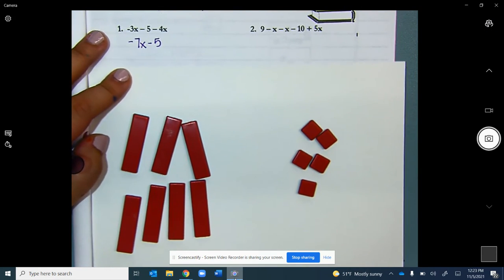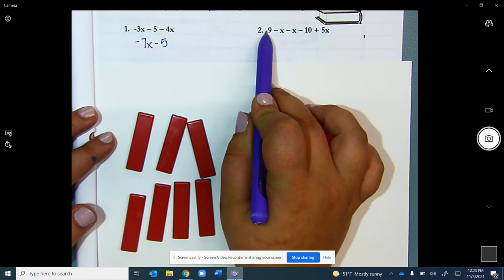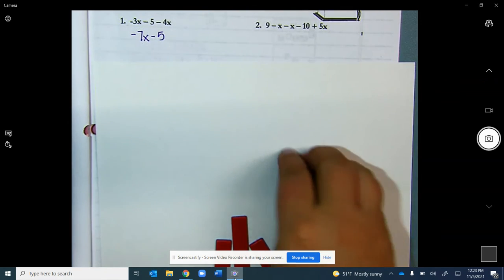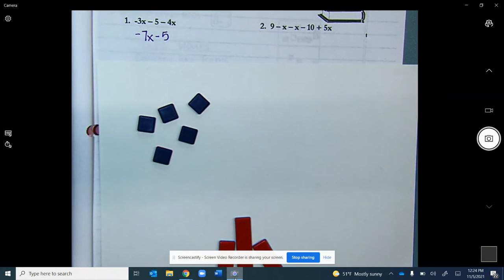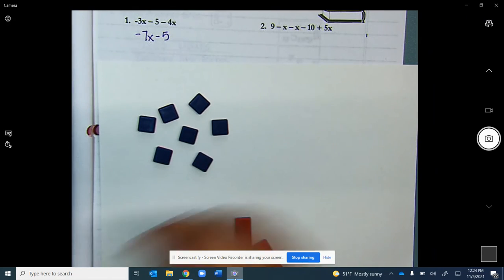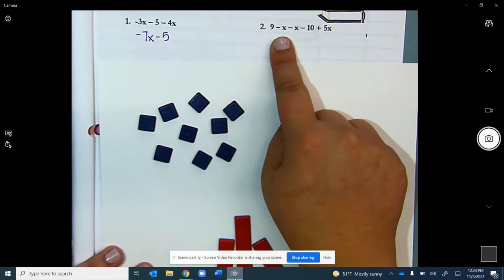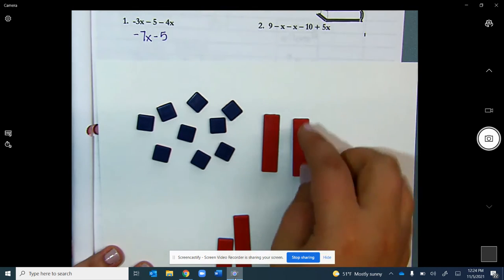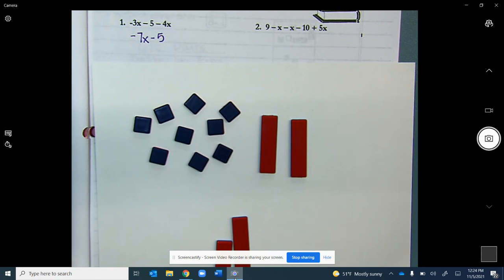Okay, let's look at number 2. In this case, I don't see a sign in front of this 9 at all, which means that it is positive. So I'm starting with positive 9. 5, 6, 7, 8, 9. Now I have a negative x and another negative x. Then I am subtracting 10.